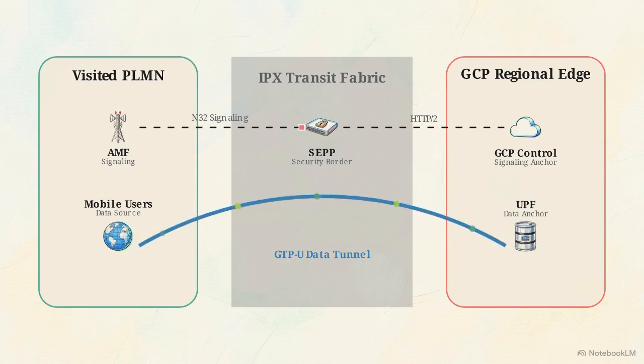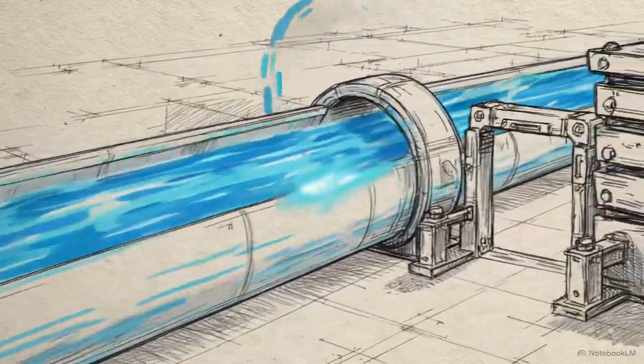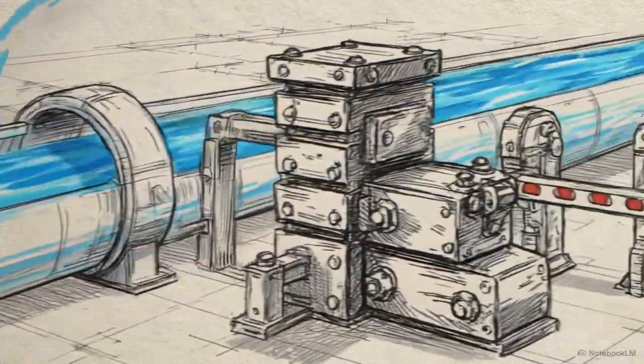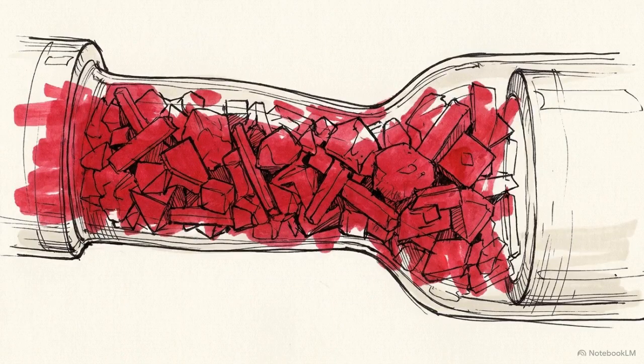This GTP data tunnel bypasses the SEPP checkpoint entirely, crossing the private IPX transit fabric straight to the cloud edge. The signaling border is deliberately excluded from the data fast path. Forcing high-volume user traffic through a proxy designed for message inspection would create immediate network bottlenecks and reintroduce latency.